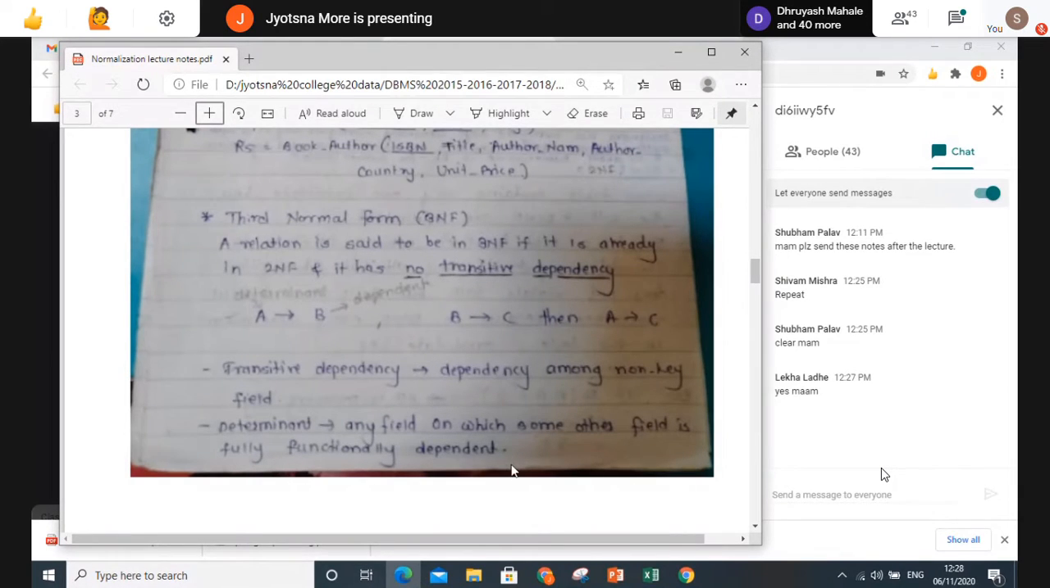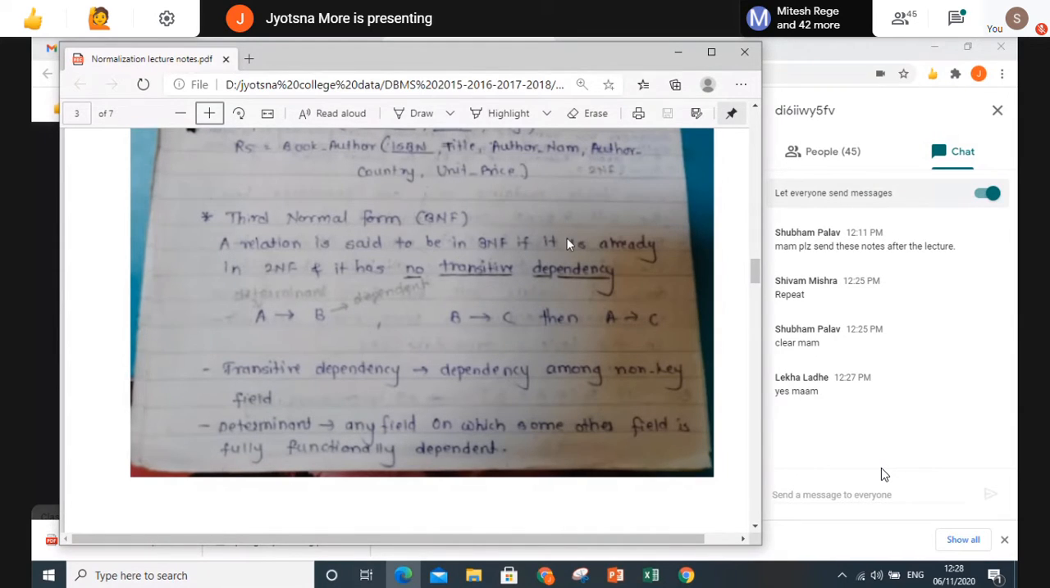For third normal form, you first have to check that all your relations are in 2NF. First check whether the relations which you have solved till now are in 2NF. If so, then you can go for checking the third normal form. For that, remember this, write it down: no transitive dependency. There should not exist any transitive dependency in your relations. And if it is there, then you have to mention that it is not in 3NF, so you have to break the relation.